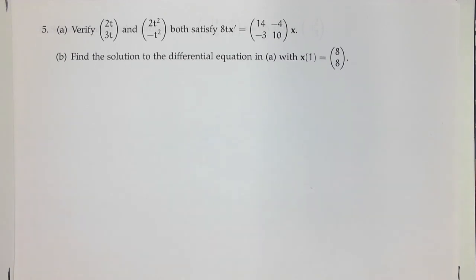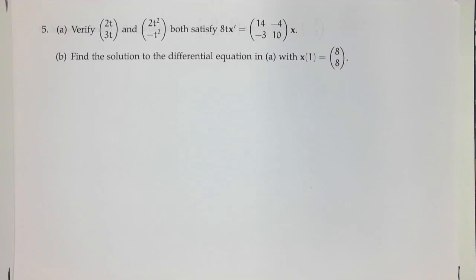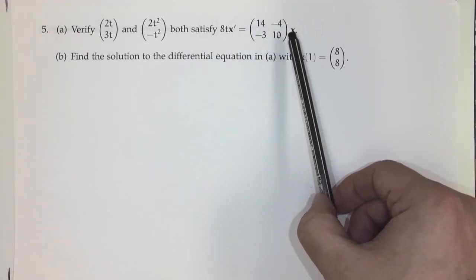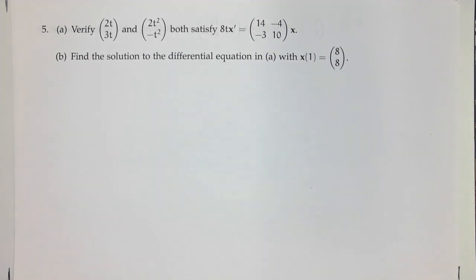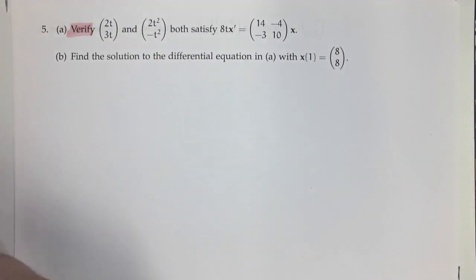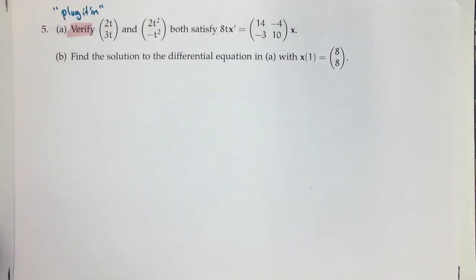Okay, so our next problem, number 5. Verify that the vectors (2t, 3t) and (2t squared, minus t squared) both satisfy 8t x prime equals the matrix (14, minus 4; minus 3, 10) times x. Okay, well, let's just do that. Whenever you hear this word verify, it really is just code for plug it in. So verifying problems are just plug it in and make sure everything works. A surprising amount of differential equations boils down to plug stuff in. Figure out what needs to be true, or figure out, is it true?